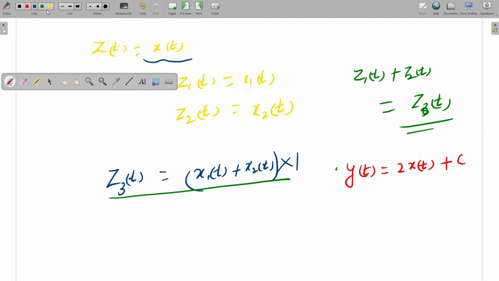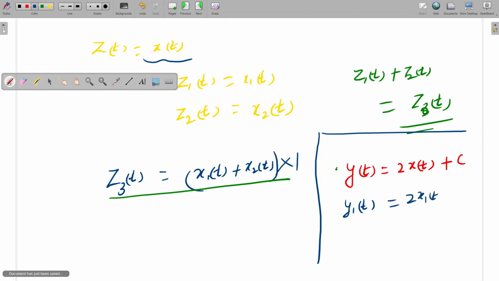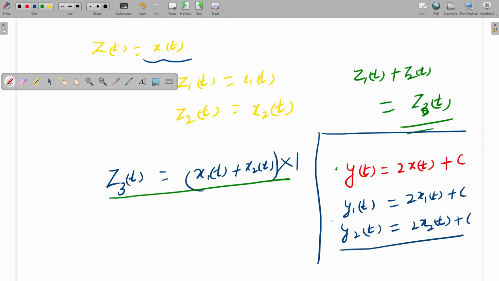So this is another question I'm framing. What will be the y1 of t? y1 of t will be 2x1 of t plus c. y2 of t will be 2x2 of t plus c. What is the transformation here? The transformation means we are multiplying the x variable by 2 and adding the c.